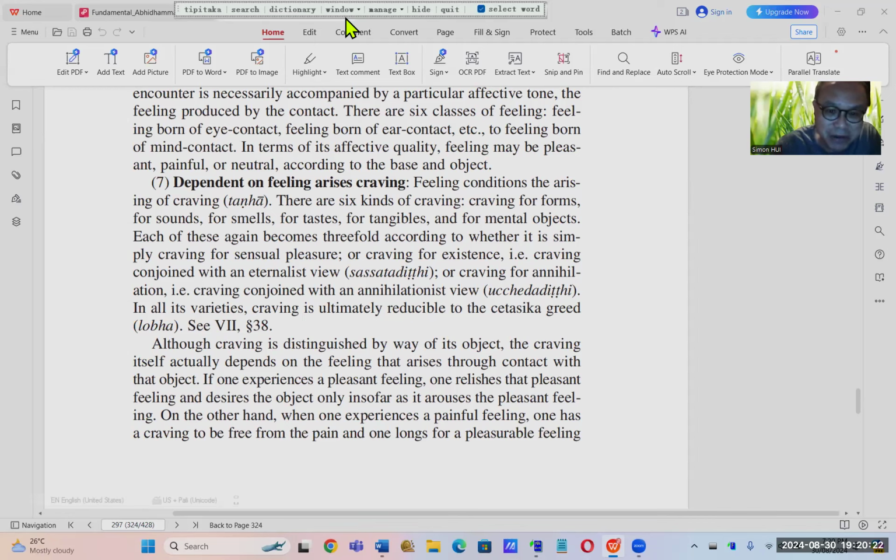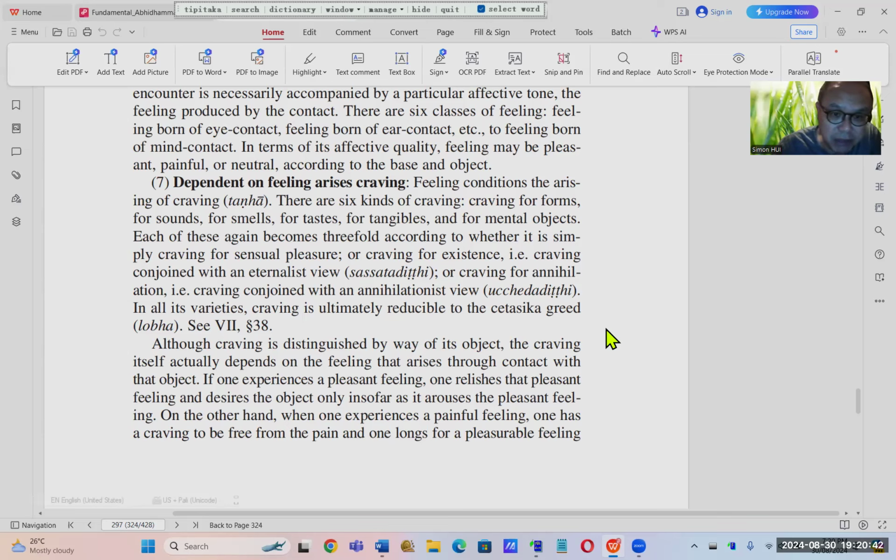That is craving conjunct with an eternalist will, or craving for the annihilation, such as craving conjunct with an annihilationist will. In all the varieties, craving is ultimately reducible to a cetasika, greed, lobha.